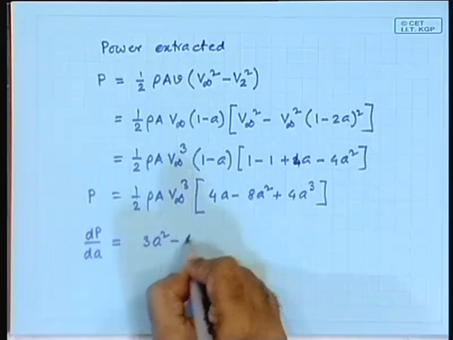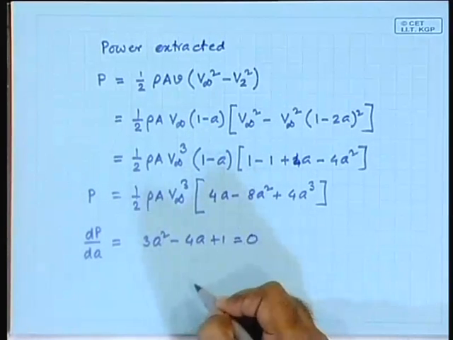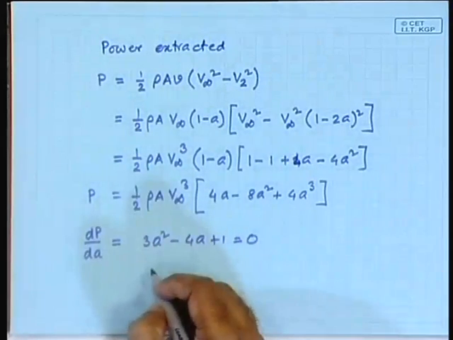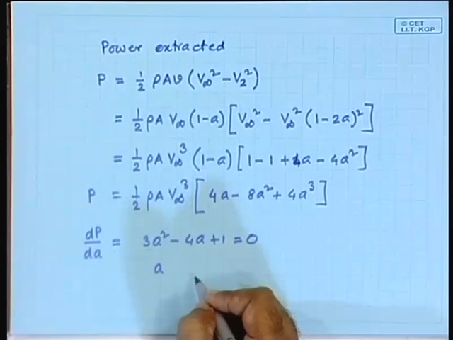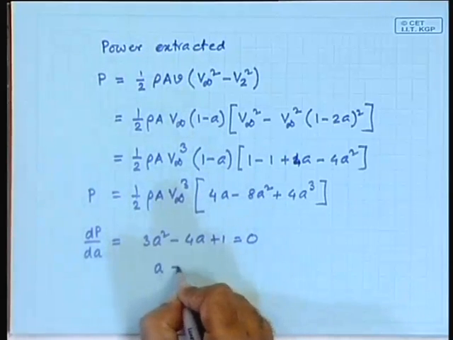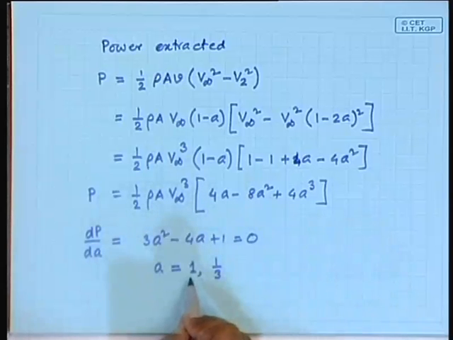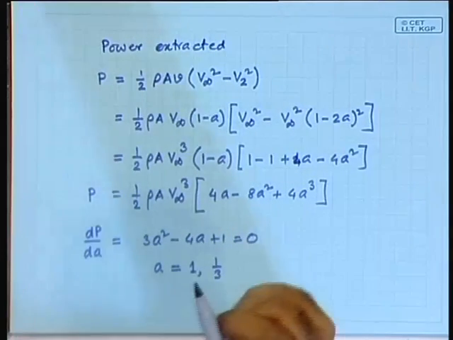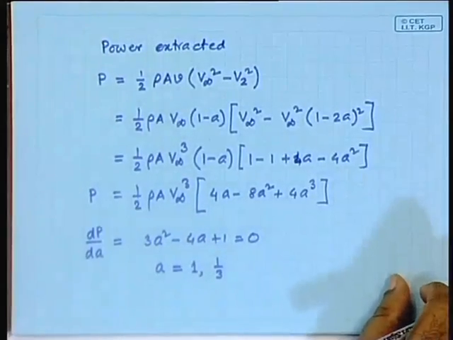3A square minus 4A plus 1 equal to 0. So, here is a polynomial, and you have two results. It would be 1 and 1/3. These are two possibilities. Is 1 possible? No. So, 1/3 is possible. So, a very counterintuitive result: the maximum power can be extracted only when A is 1/3. When A is 1/3, good.